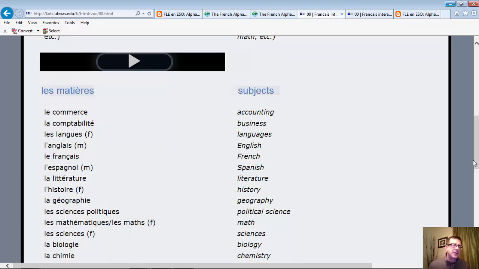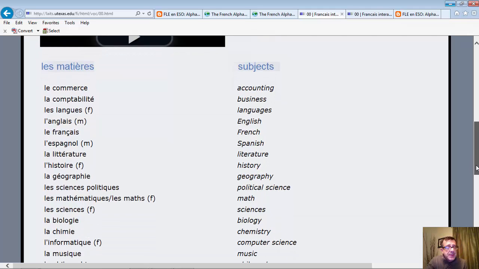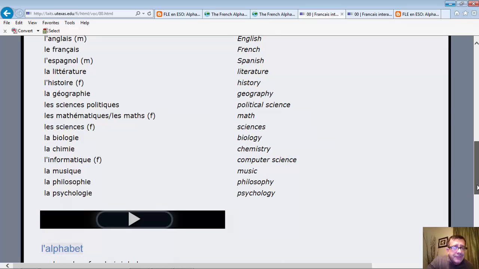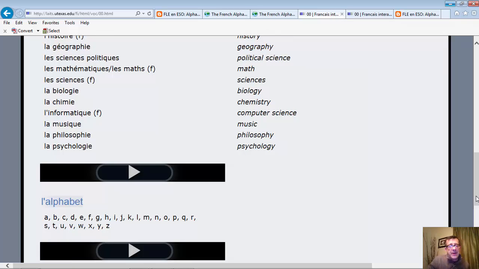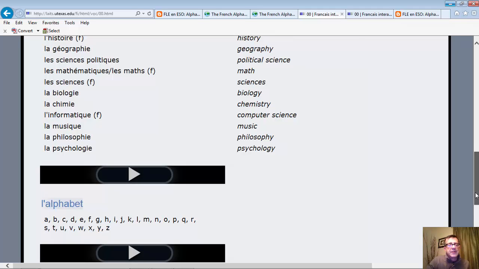Notice it's mathématique and not like in English, mathematics, because there's no th in French, right? So even though you write it with th, you say t: les mathématiques, les maths. Les sciences, la biologie, la chimie, l'informatique, la musique, la philosophie, la psychologie. That one's kind of weird, huh? So if you're having trouble with that one, just do la psychologie.